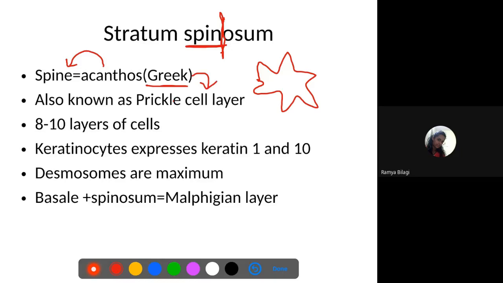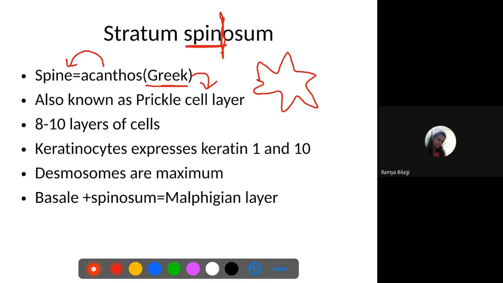So prickle cell layer. Basal layer has only one cell layer thick, whereas stratum spinosum is 8 to 10 layers thick. The keratinocytes of this layer express keratin 1 and 10.